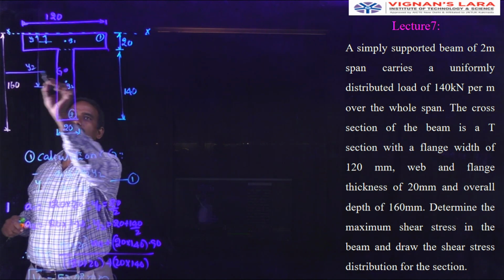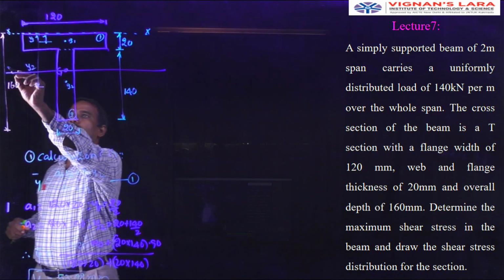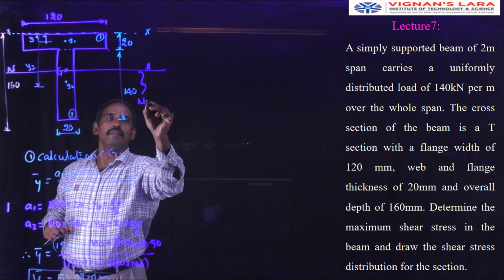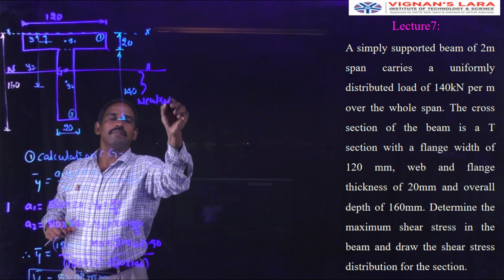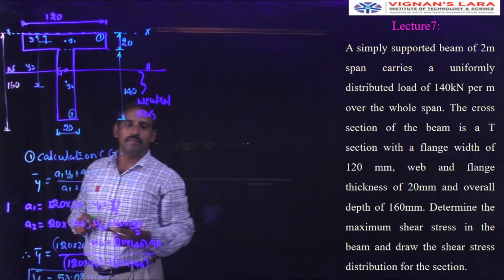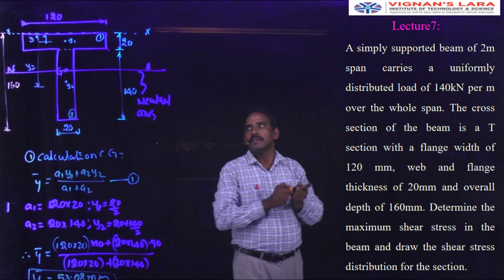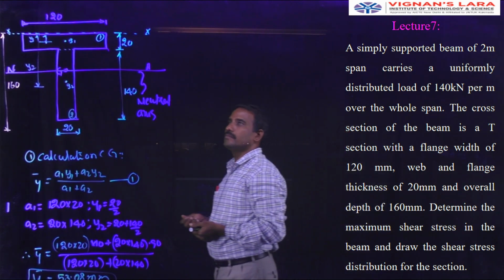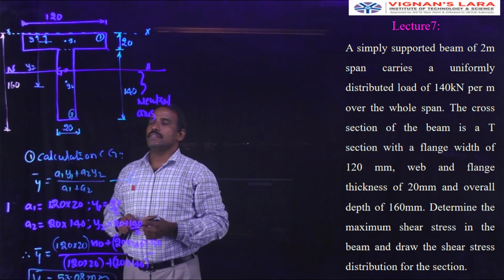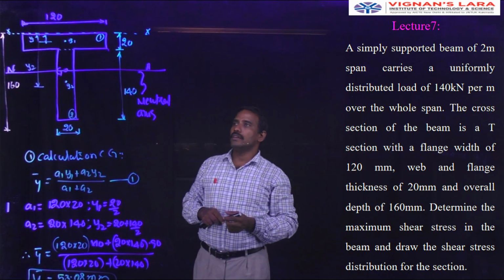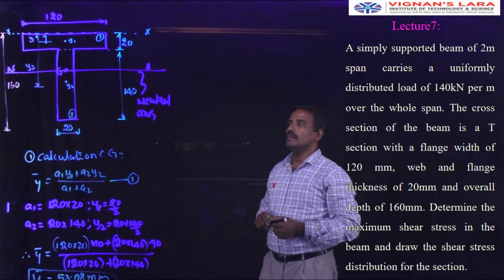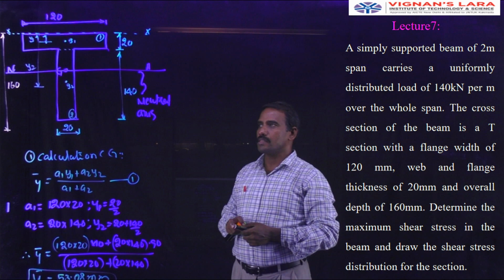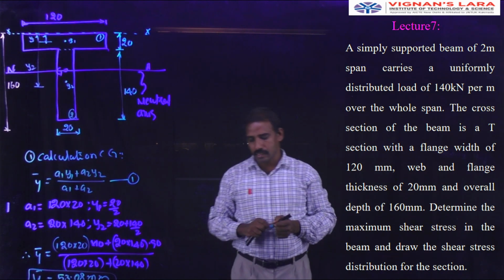Let's draw an axis passing through the centroid labeled as NA, that is the neutral axis. Why do we have to identify the neutral axis? The shear stress of a T section is maximum at the neutral axis, and the quantity A y bar for the flange and for the web is measured from the neutral axis. This is the first step.